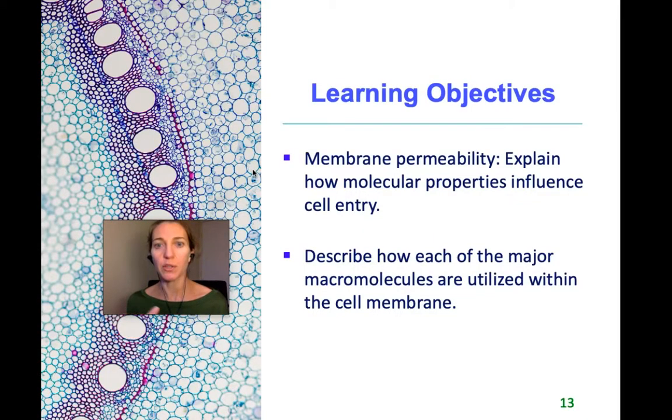And so hopefully at this point, you feel as though you could highlight some of the key properties that influence cell entry, so the polarity, as well as the size of a molecule. And you could describe the role of fats in the cell membrane, so our phospholipid bilayer, the role of carbohydrates, emphasizing the glycocalyx, and then the role of proteins and their importance in influencing membrane transport.